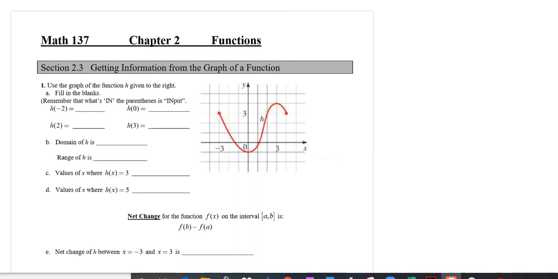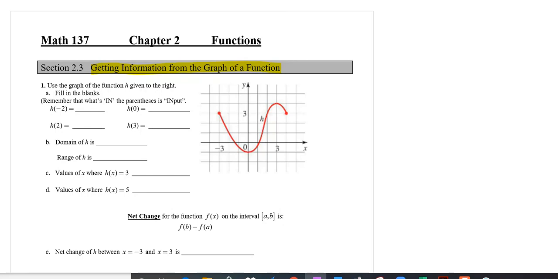In this video, we'll continue to talk about functions, but we'll mostly talk about how we can get information from the graph of a function. So here's the graph of a function given to us, and we want to be able to read some input, output, pair information, domain, range, and then something else called the net change.